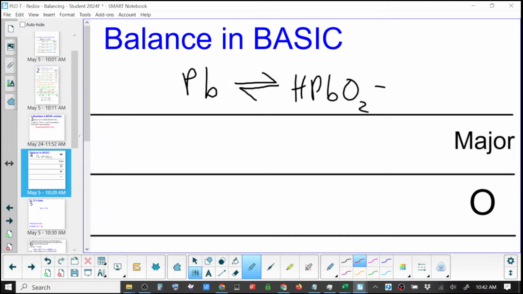Now you just have to drown it, I think. Oh wait, are we drowning it? Yeah, in base. So once you're done, put it into base. So we put 3 H2O.